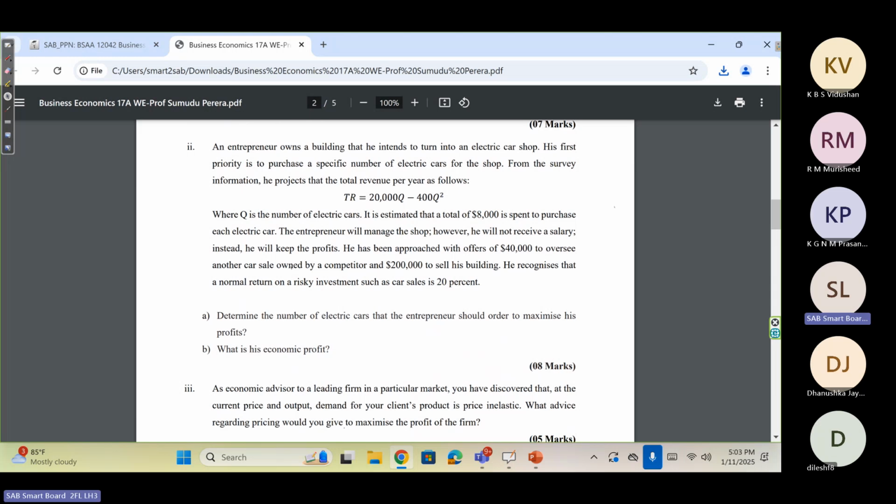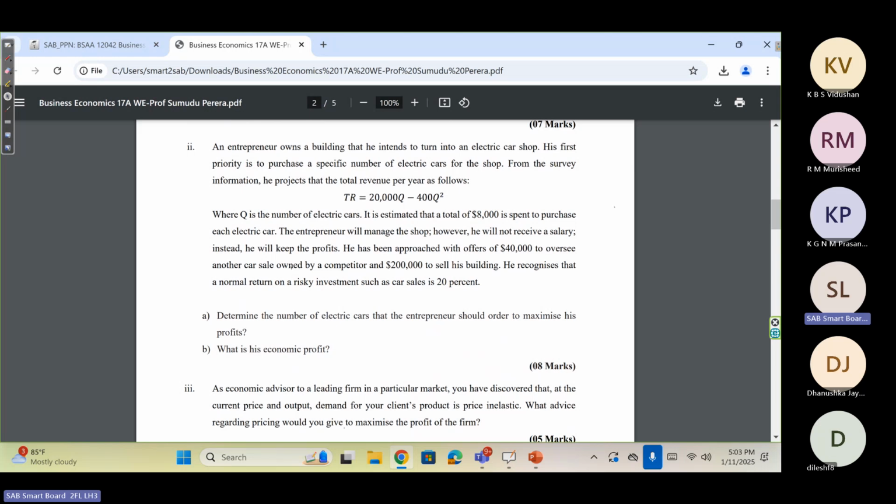Yes, this is about profit maximization. An entrepreneur owns a building that he intends to turn into an electric car shop. His first priority is to purchase a specific number of electric cars for the shop. From the survey information, he projects that the total revenue per year is as follows. Where Q is the number of electric cars, it is estimated that a total of $8,000 is spent to purchase each electric car.